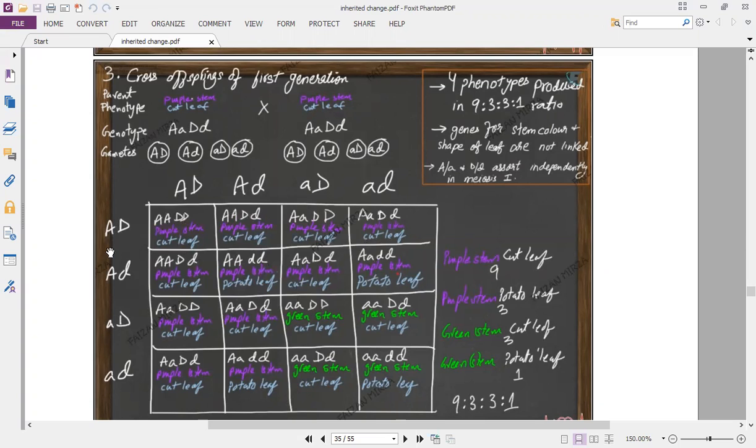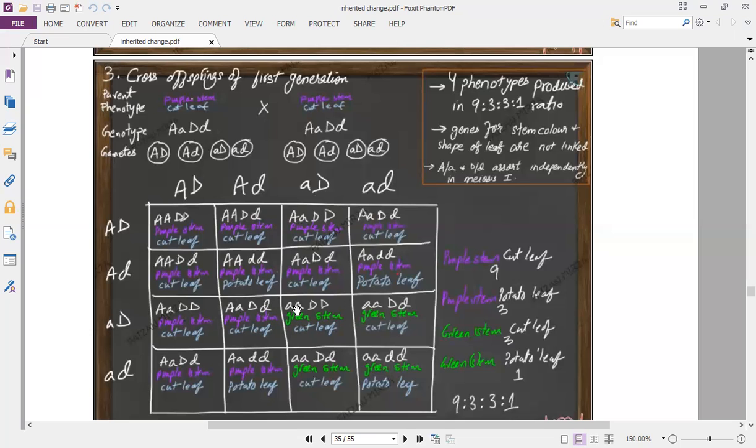The third one will be capital A with a small a. So the capital A here comes from this parent, and the small a comes from this one. The capital D comes from this, and the capital D comes from this. So this again can be formed. So this is how you just fill this up. For example, let's talk about this. This is how this is coming about.